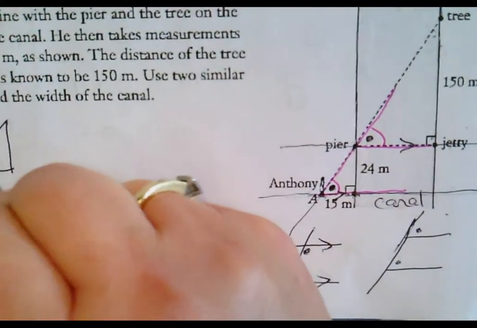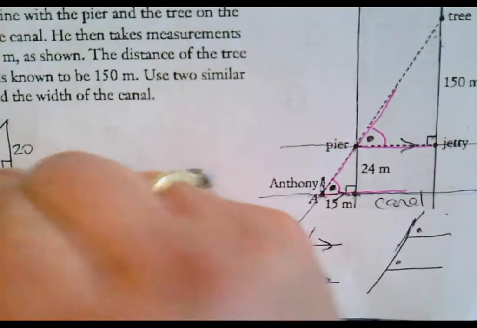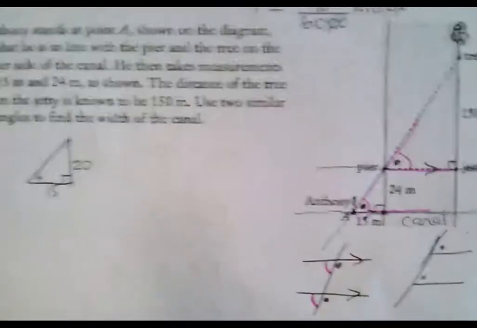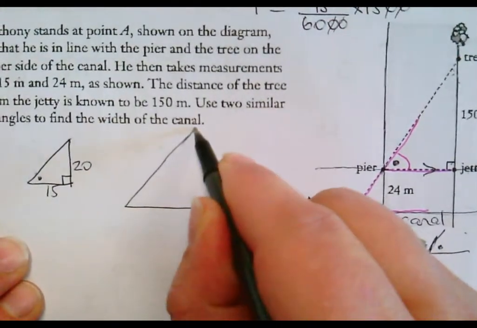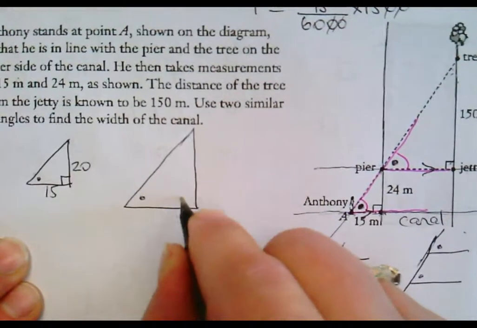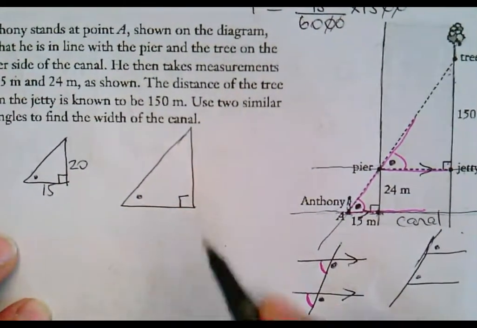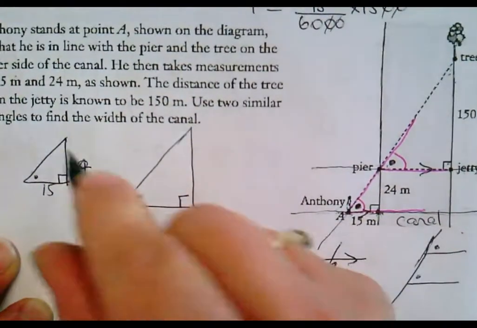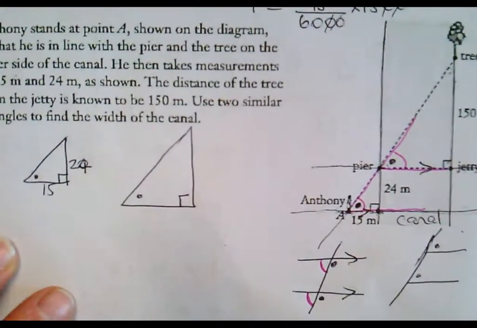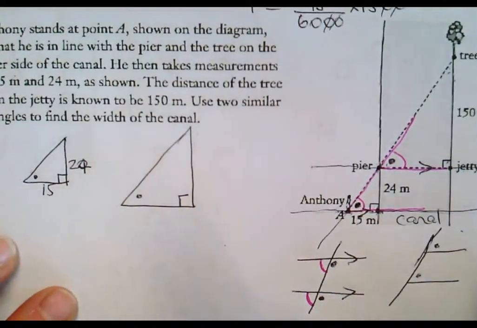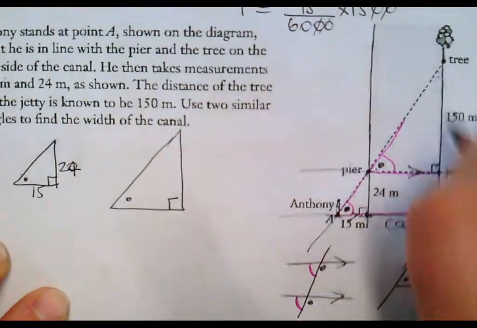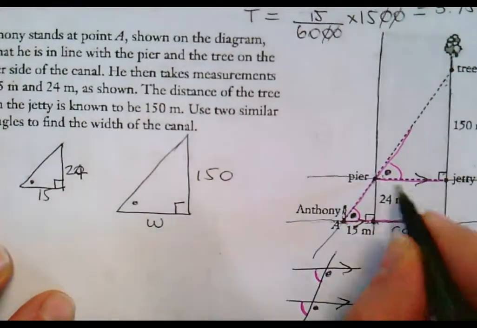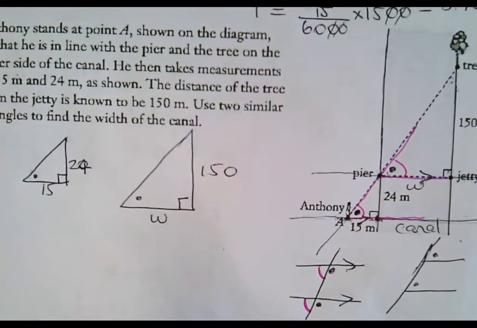Here's the first one, 15, 20, with the dot there. Oops, you can't see it. And here's the other one. All right, dot, right angle. What should I mark on this? So I drew this, sorry, that's 24. 15, 24, right angle and dot. What do I put here? Anyone? 150. And I need to find the width of the canal. I'm going to call it W. That is the width of the canal.